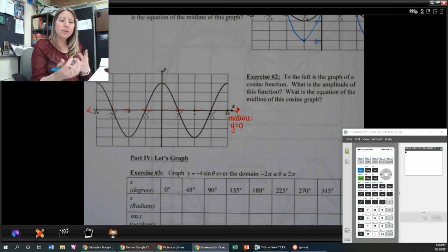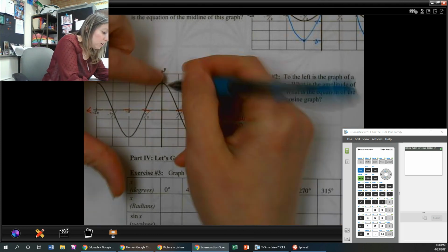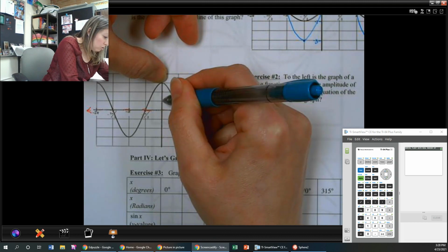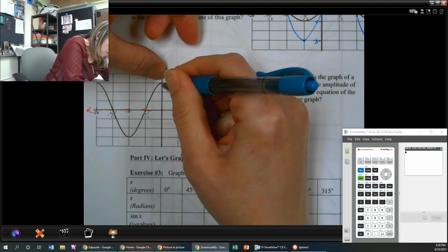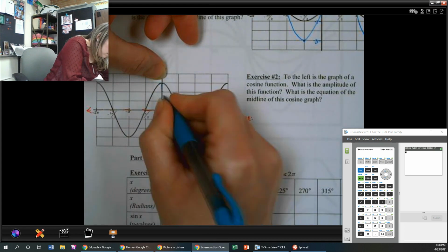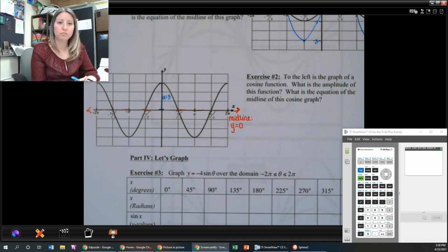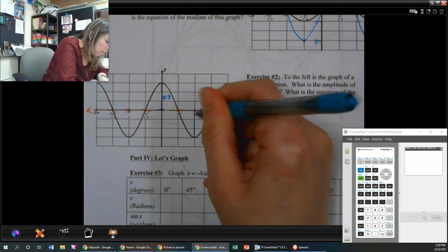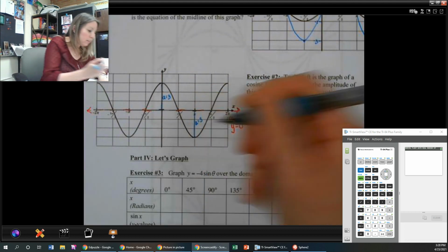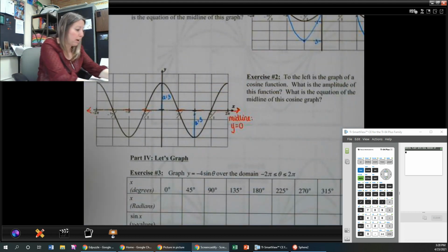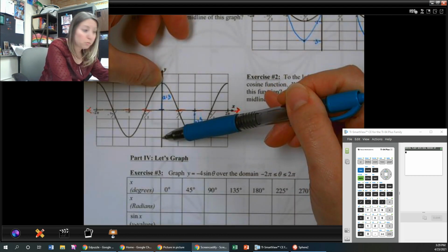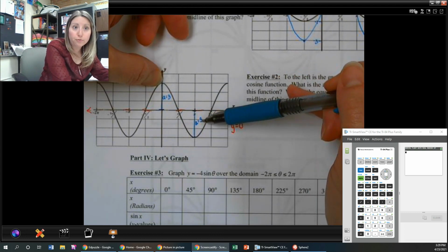And then we said that our amplitude is the distance from the max to the midline. You could even say the minimum to the midline, either one, right? So max to midline, 1, 2, 3. That means that my amplitude is 3. Okay? That's what that means. And again, you could count that from here to here as well. It's the same deal. And remember, you can also find that by counting from the maximum to the minimum and dividing by 2. 6 divided by 2 is 3. That's where we can get that amplitude of 3.